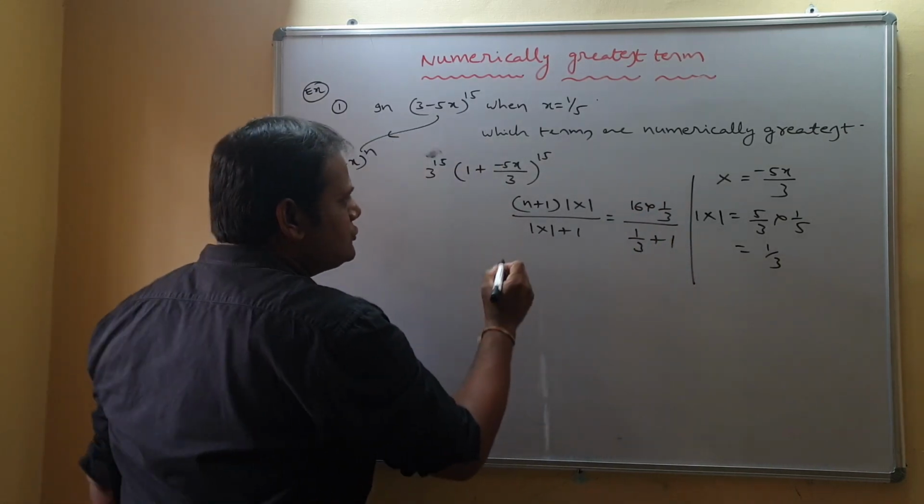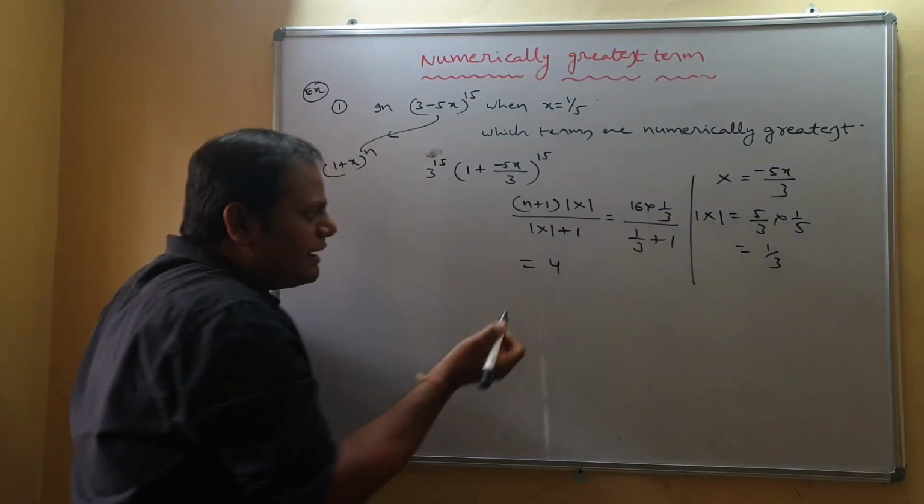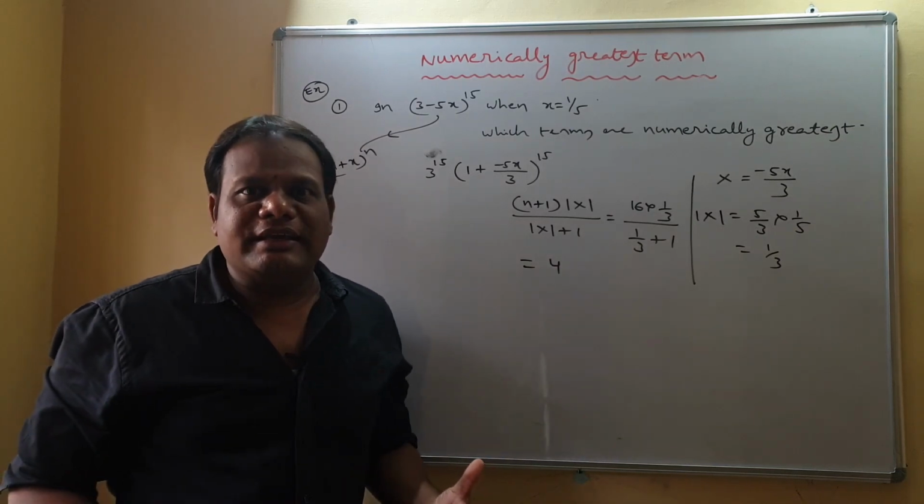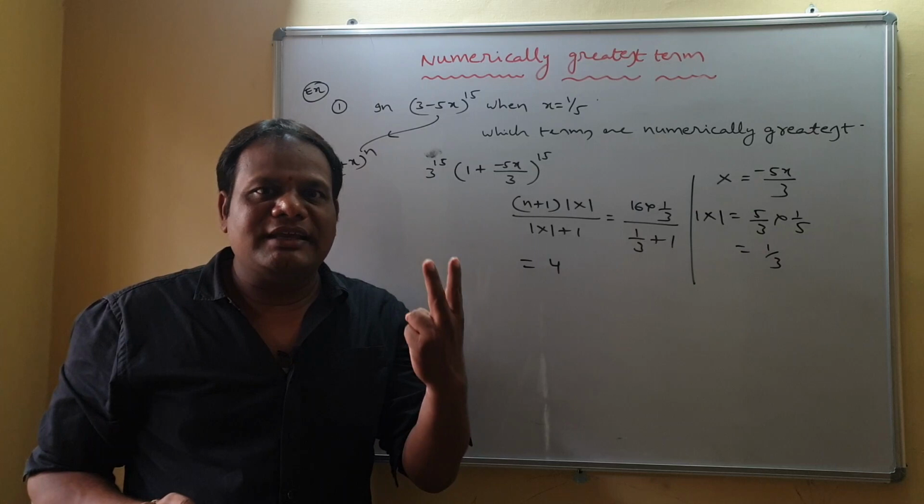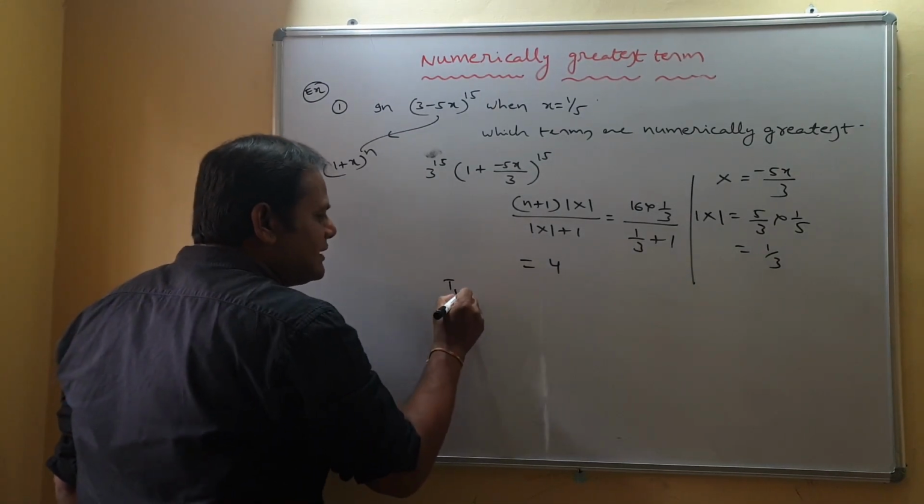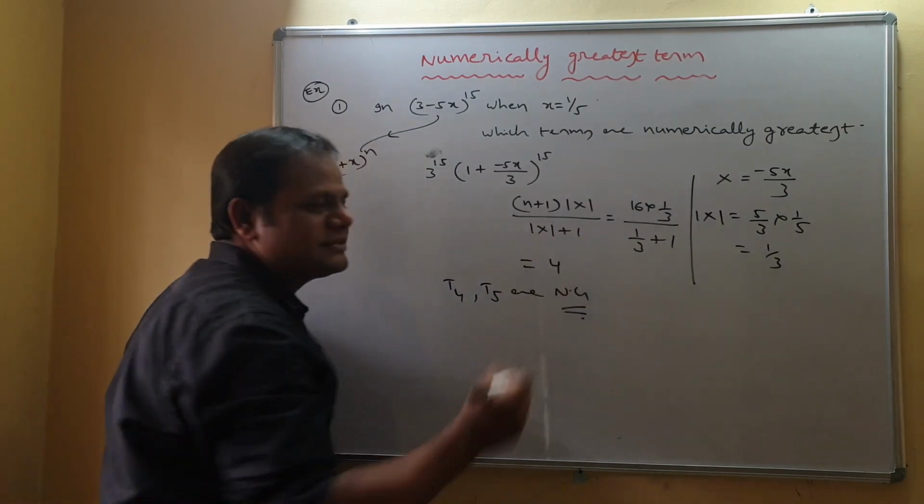Is it right? So (n plus 1) into mod x by (mod x plus 1) becomes what? 4. Is it an integer? Yes, it is an integer. So how many numerically greatest terms exist? Two numerically greatest terms exist. So we got an integer, and the answer is T4, T5 are the numerically greatest terms.